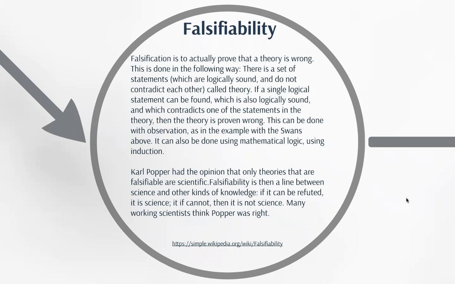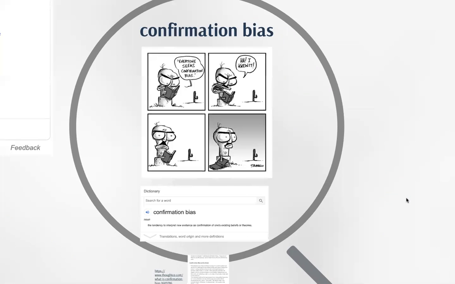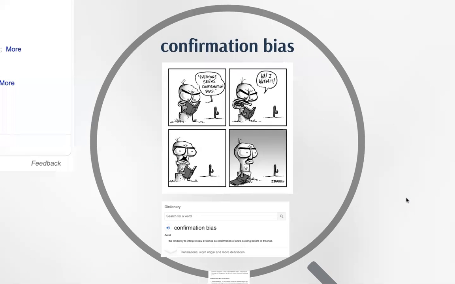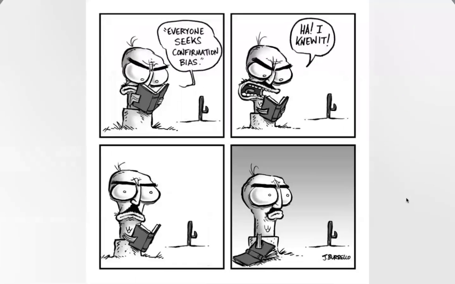This is kind of a hard concept, I think, because it's almost a negative thinking process. Now you also have, and this is a really important concept in the modern world, this idea of confirmation bias. In this cartoon here, everyone seeks confirmation bias. I knew it. And then the guy realizing, just wait, that's a form of confirmation bias.